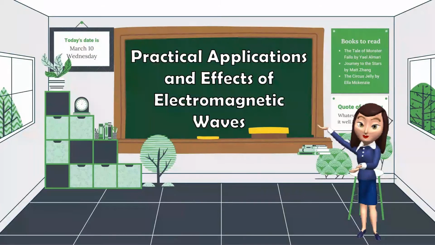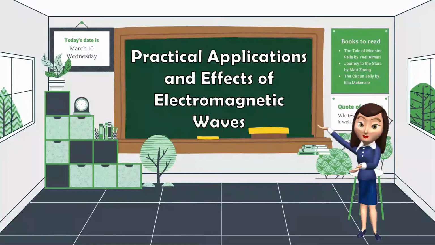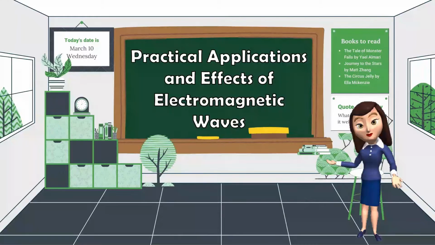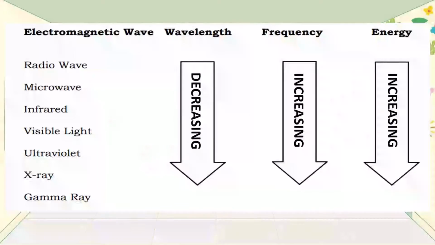And we are back. Now, let us have our discussion about the practical applications and effects of the electromagnetic waves. Earlier, we have reviewed the different types of electromagnetic waves. What are they again? Great! They are the radio wave, microwave, infrared, visible light, ultraviolet, X-ray, and gamma ray.